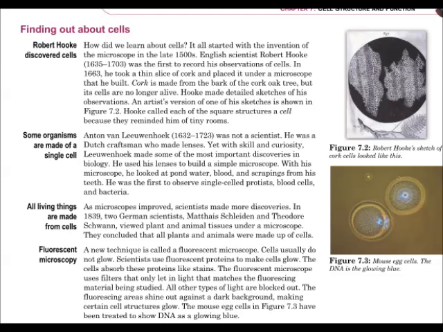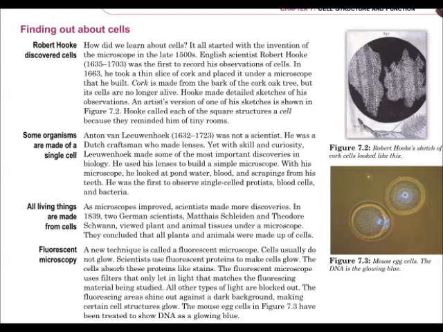A new technique is called fluorescent microscopy. Cells usually do not glow. Scientists use fluorescent proteins to make cells glow. The cells absorb these proteins like stains. The fluorescent microscope uses filters that only let in light that matches the fluorescing material being studied.